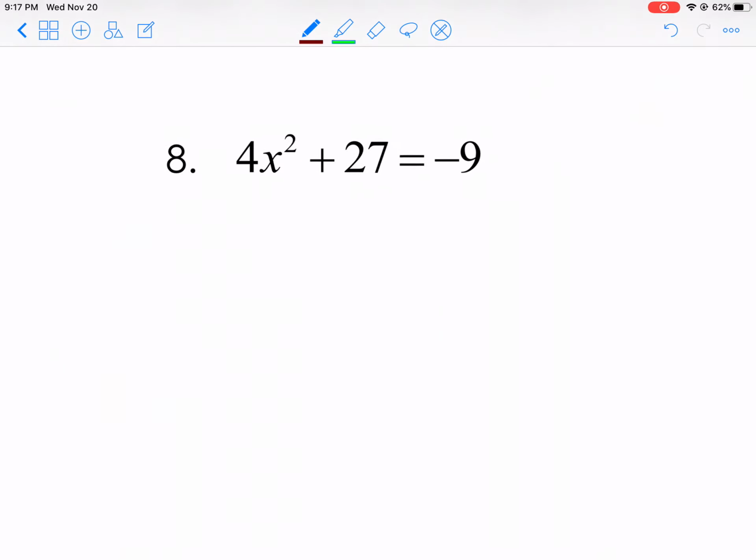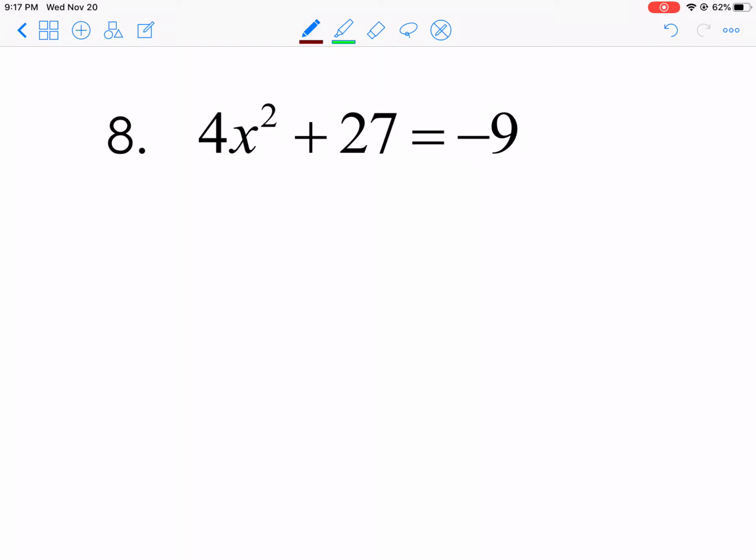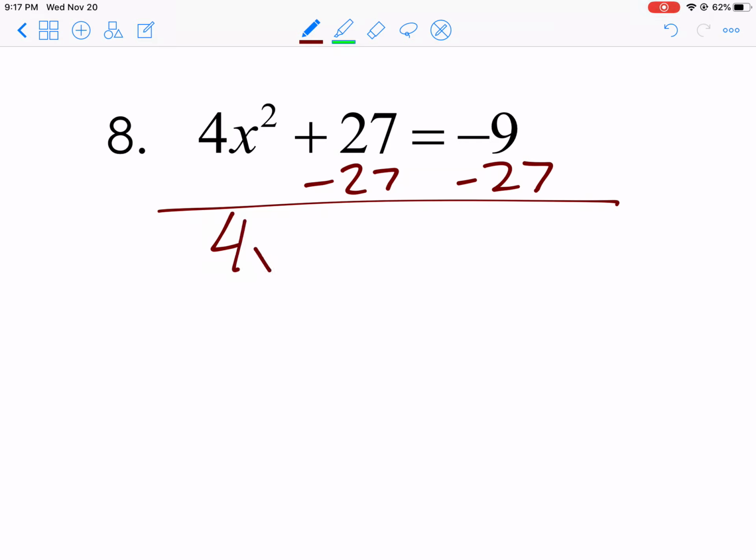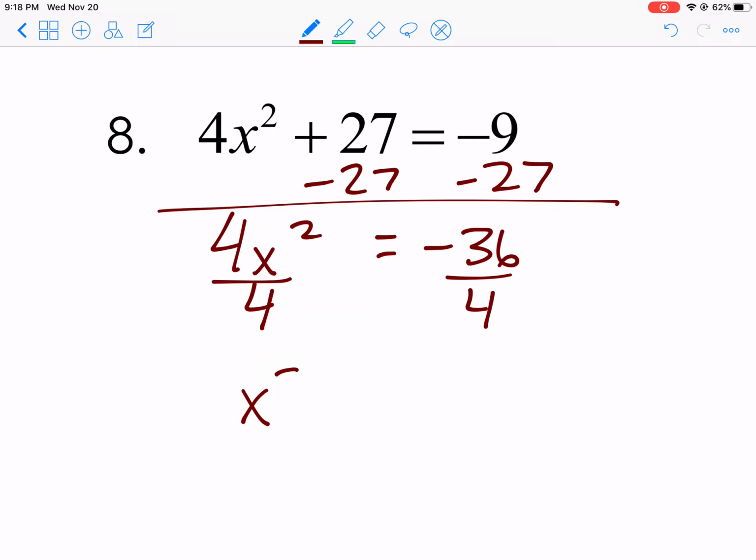Okay, let's move on to the next one. Again, isolate x squared. So we're going to start by subtracting 27 from both sides. We'll get 4x squared equals, I think that's going to be negative 36. Some people, when they get to a spot where they see a perfect square, like 36, want to jump to square root right here. Please don't until we get x squared alone. Okay, so divide both sides by 4 first. We'll get x squared equals negative 9.